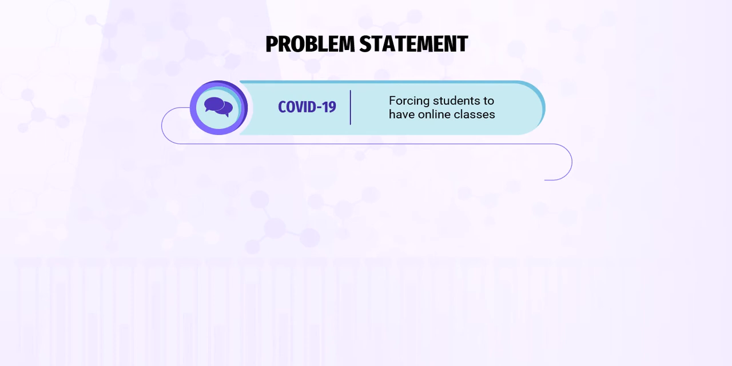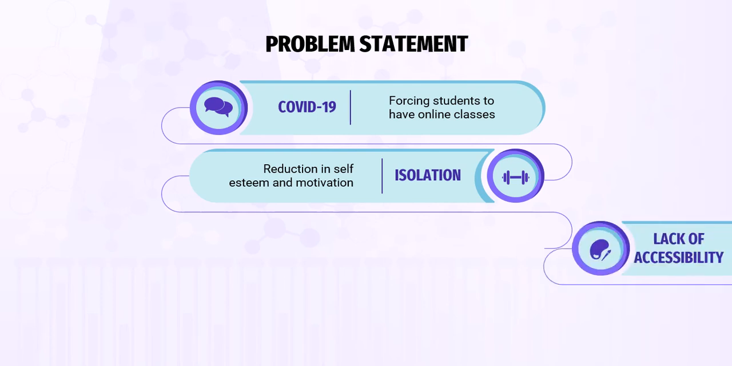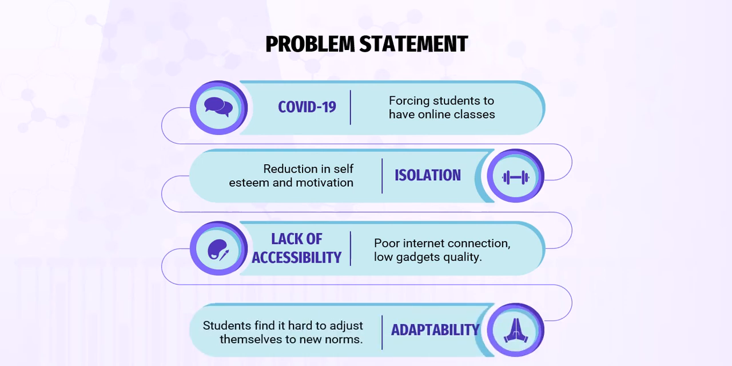Next, for the problem statement, the problems that exist. Firstly, COVID-19 forces students to have online classes. Secondly, the isolation period that exists due to COVID-19 has reduced self-esteem and motivation. Thirdly, lack of accessibility causes poor internet connection and low gadget quality. Lastly, during this COVID-19 era, students find it hard to adjust themselves to new norms.